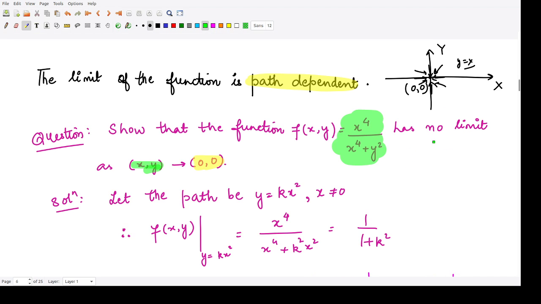And how do you define paths in maths? You define it through some curve. So suppose I define the given path by y is equal to kx square. Now this is up to me what path I would like to describe here. So here why I have chosen particularly x square, because if you see the powers here, the power of y is 2, power of x is 4.